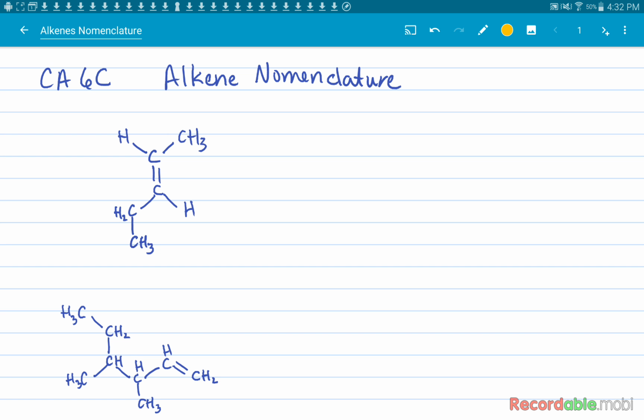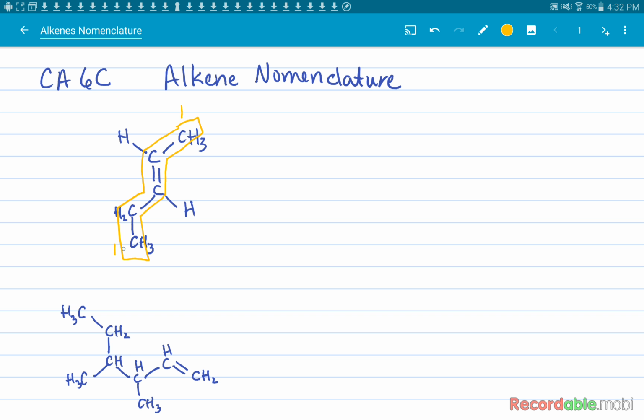contains the functional group. With alkanes, we didn't have to worry about that. So the longest carbon chain that has the functional group in it is all the carbons here. And it looks like there's no branches on this one, so that makes it a little easier. We've just got 5 carbons in a row. Now we need to number the longest carbon chain from one end or the other end so that the double bond is at a lower number.